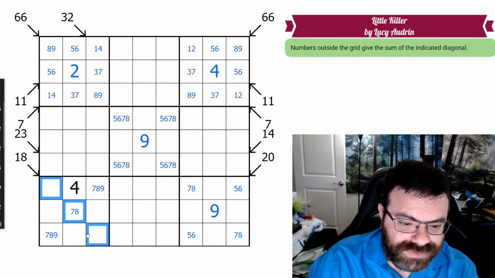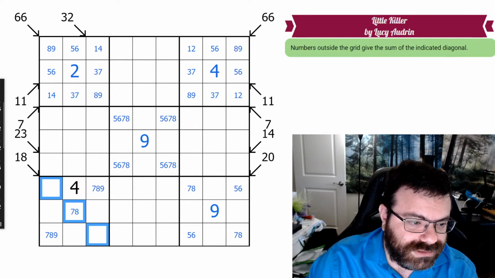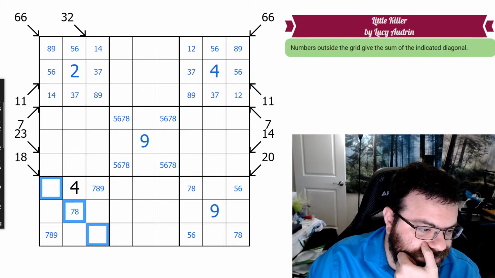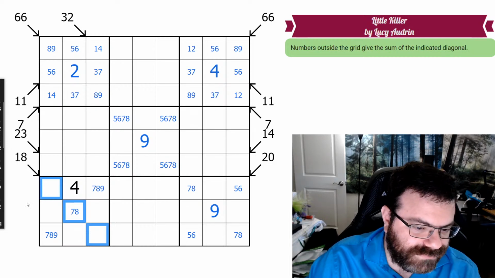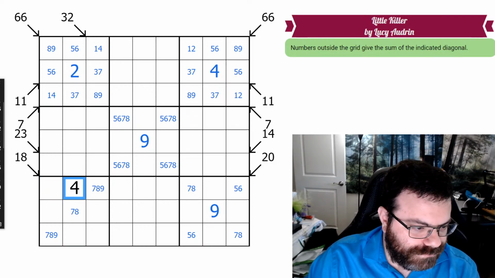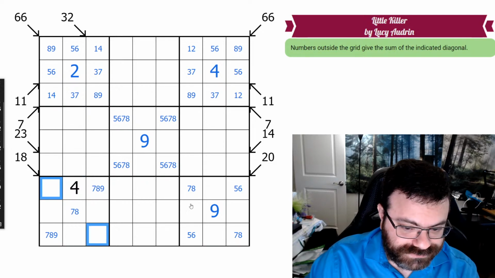This is not 9. So now 18 can't use a 9. And it can't use both 7 and 8. So it's either 4, 6, 8 or 5, 6, 7. Oh, and then there's a 4 in the box. That 4 is doing a lot of work here. So this is 5, 6, 7 then.